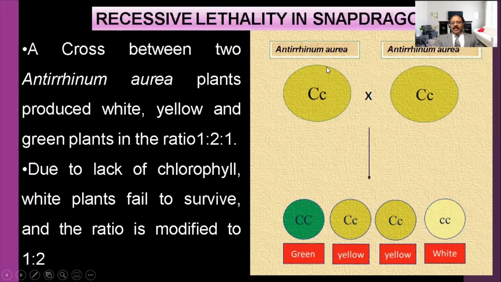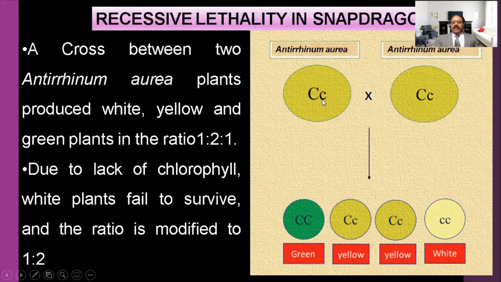This capital C mixed with the small c, one capital C and small c is formed. Okay, so golden yellow. Then the next one. Now this small c crossed with, joined with the capital C. So capital C, small c. That also produces one yellow pigmented or golden yellow leaf plants.